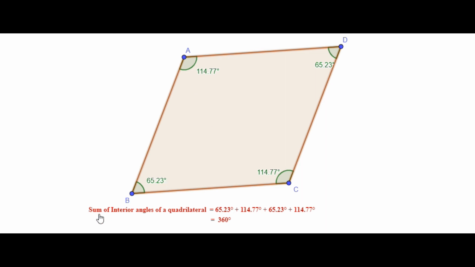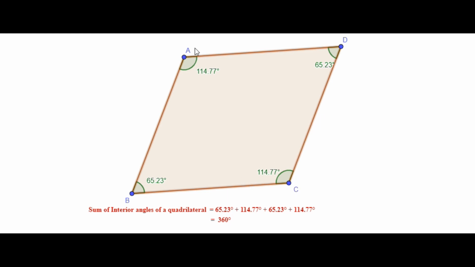And if you look at the bottom here, I've got the sum of interior angles of a quadrilateral. You can see the angle measures 65.23, 114.77, and obviously the same angles 65.23 and 114.77. And if you add all of them together, the sum is coming out to be 360. Well, in a rectangle, we know it is 90 into 4, which is 360. In a parallelogram, you see that these two add up to 180 degrees. These two are equal, these two are equal. So obviously 180 plus 180 is going to be 360.